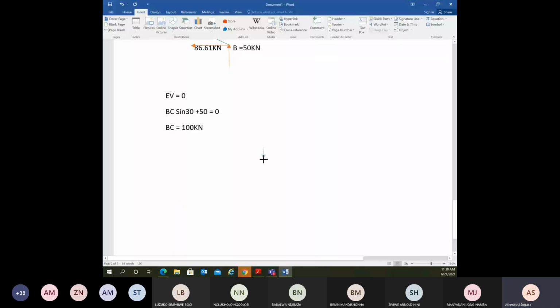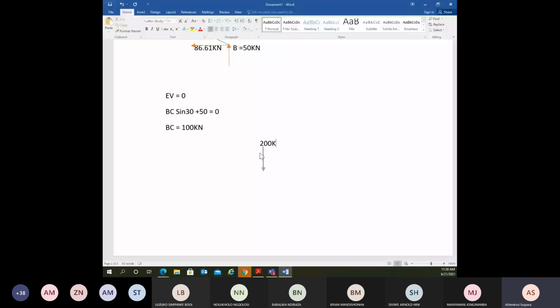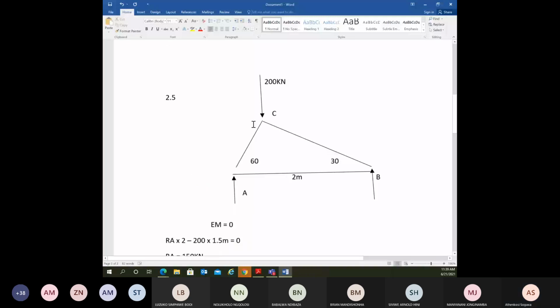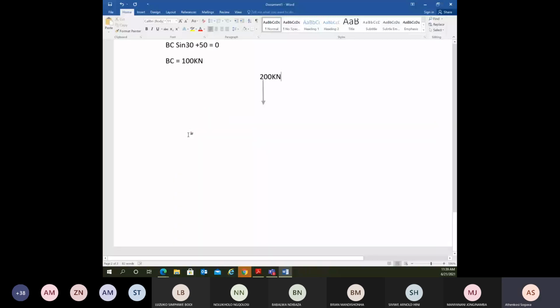Pushing downwards. This is your 200 kilonewtons. We then have determined this AC as the force in compression. If it is compressing at A, also at C, it will compress. Therefore, you then draw this as in compression.